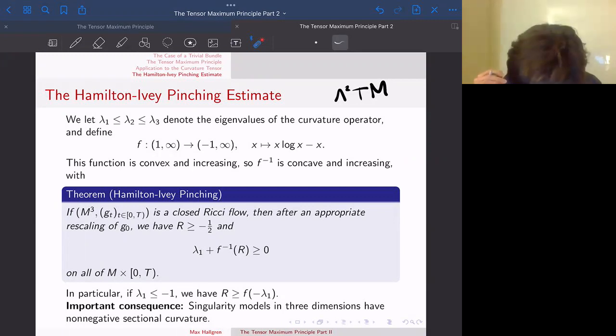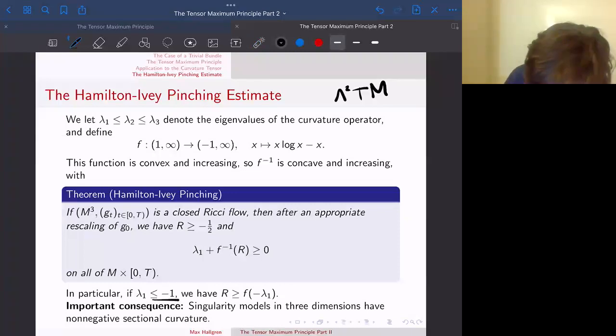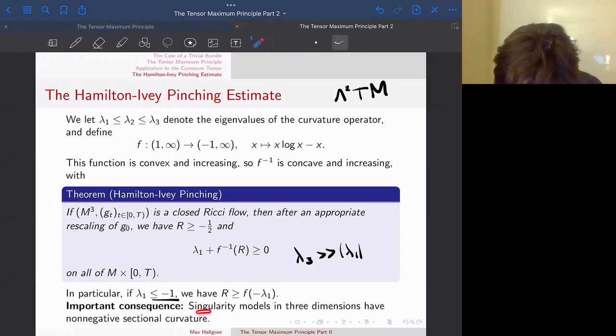Basically, if lambda 1 is less than or equal to -1, then lambda 3, the largest eigenvalue of the curvature operator, is going to be much larger than the absolute value of lambda 1. Okay, and so when you guys eventually learn about Cheeger-Gromov's compactness theorem and singularity models, then this is going to translate to the fact that in 3 dimensions, if you zoom in at singularities and extract some kind of limit, the limit is going to have non-negative curvature. So that's really a consequence of Hamilton-Ivey pinching.